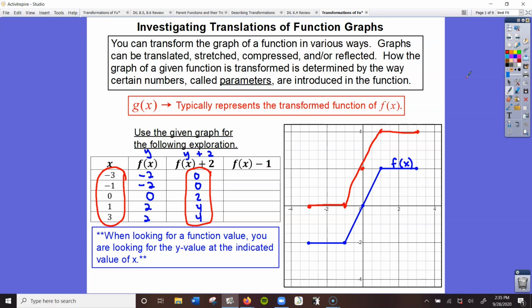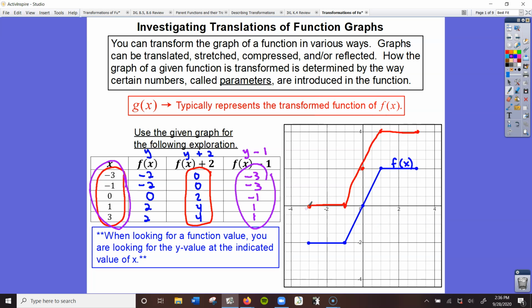Now I can expect that for the next column, when I take all of my original y values and I subtract 1, then my original graph here is going to shift down 1. And we're going to see that now. So I'm going to take all of these y values and I'm going to subtract 1. -2 minus 1 is -3. Then -3 again. 0 minus 1 is -1. 2 minus 1 is 1. And then 1 again. So now I'm going to graph those same x values with my new y values.